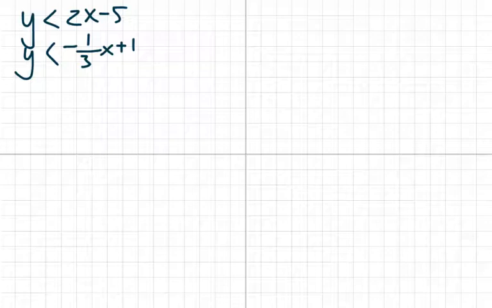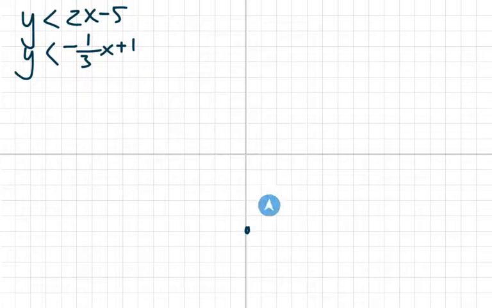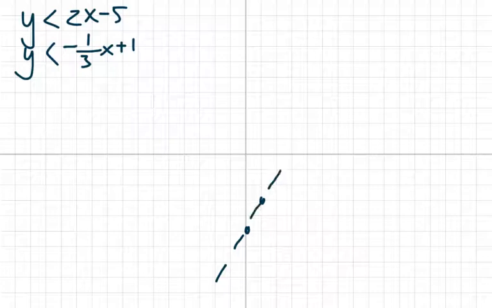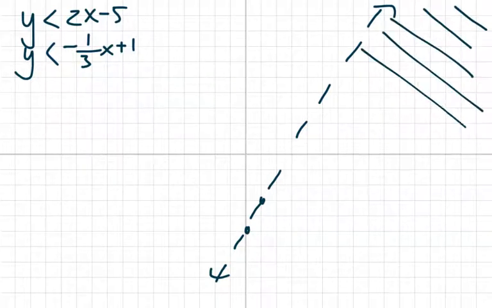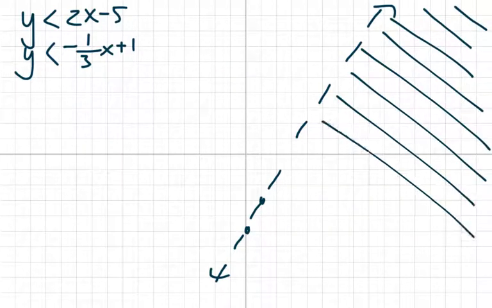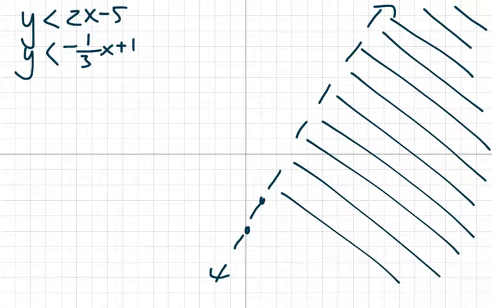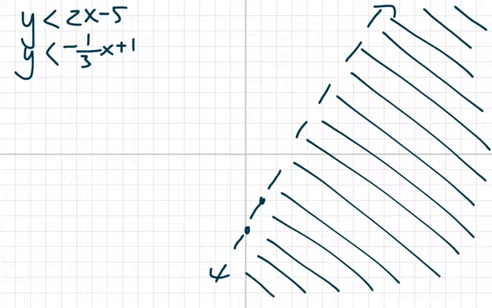So let's see. This first one is 2x minus 5. So I'm going to go down 1, 2, 3, 4, 5. And then for my slope, I'm going to go up 2 and right 1. And that is going to be a dashed line, and it says less than. I'm just going to show you a different way of shading if you don't have access to different colors. One way you can shade is just by doing these nice lines. You can try to make them perpendicular to the line in question, but you don't have to.